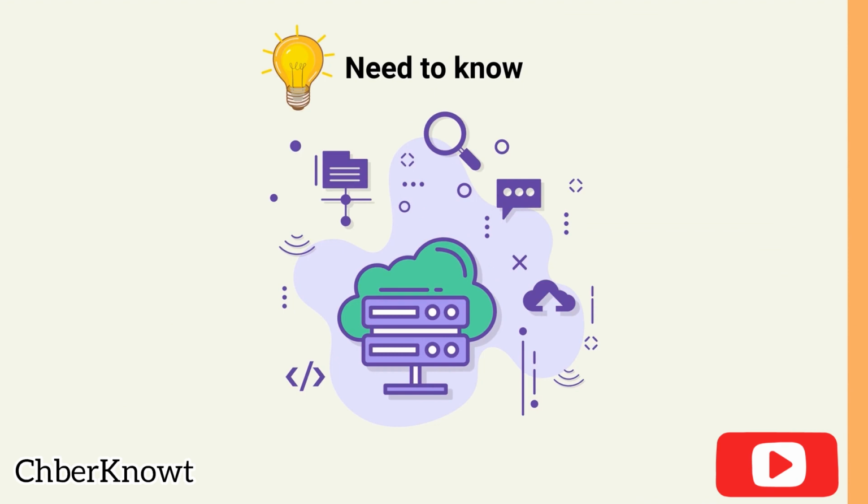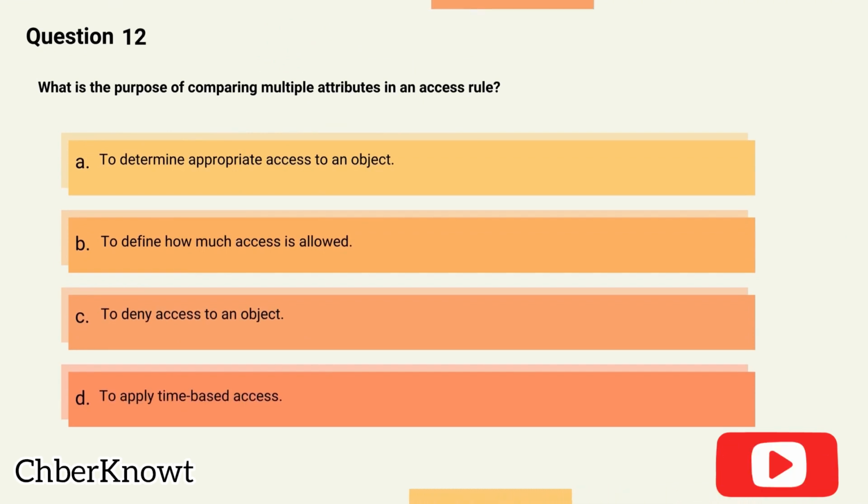that is used to facilitate the exchange of information or data between two or more entities, such as devices, applications, or networks. Examples of communications resources include protocols, such as TCP/IP, HTTP, SMTP, and FTP. Question 12. What is the purpose of comparing multiple attributes in an access rule?